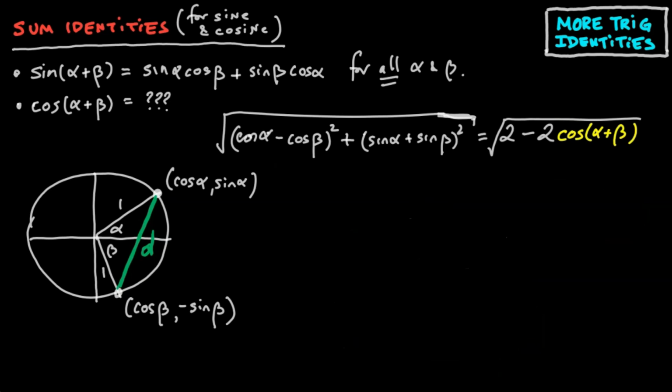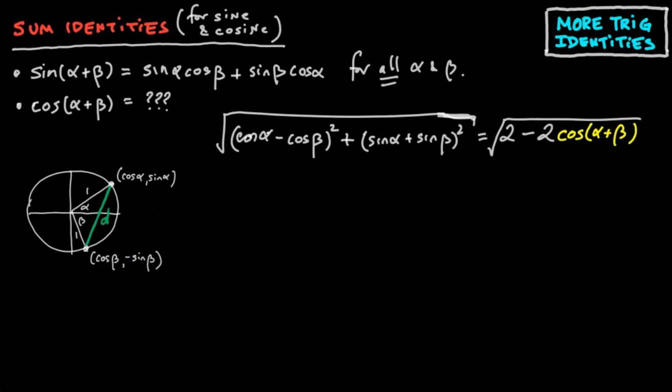Terrific. Now we are in the home stretch because all the cleverness is done. Now it's just sheer manipulation, just a matter of turning the crank. But we do have to turn it skillfully. So we have this strange looking equation. We want to solve for the stuff in yellow, cosine of alpha plus beta. How are we going to do it? Well, of course, square both sides to get rid of those pesky square roots.